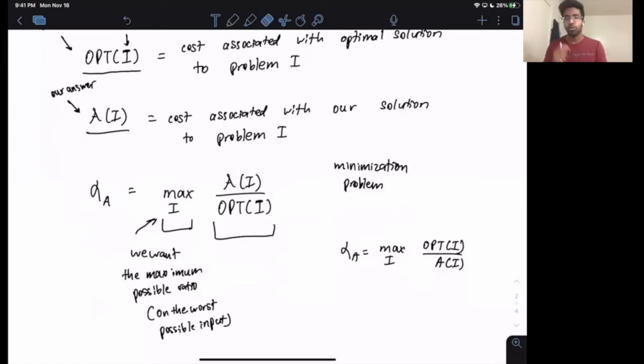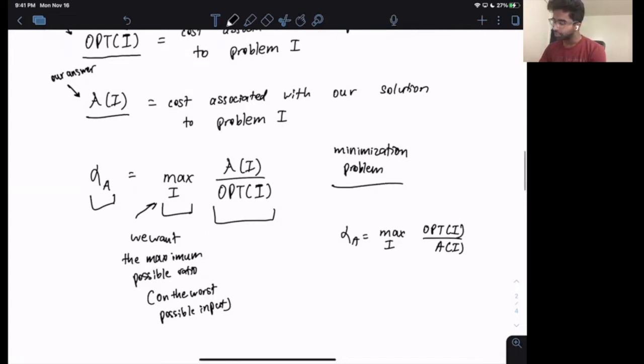But on 1% of the instances of the problem that we're looking at, let's say our algorithm is terrible, right? Let's say it's off by a factor of 10 away from the optimal value. Then the factor that we're going to return is going to be 10, right? We care about how our algorithm does on the worst possible input, not just on any random input. And so that's why we take this max over all possible instances of the problem. So yeah, that's for a minimization problem.